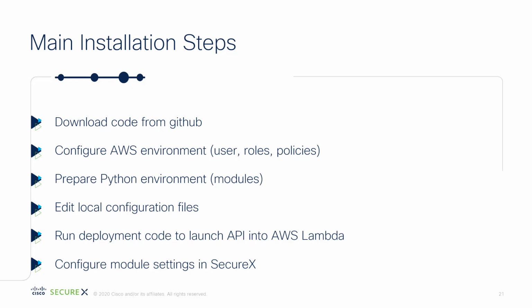The main installation steps are as follows. Download the code from GitHub, configure your AWS environment if you haven't done that already. You only need to do this one time. So the first time you install a relay module, you will need to configure AWS. Every other time, you can just use that same AWS configuration.